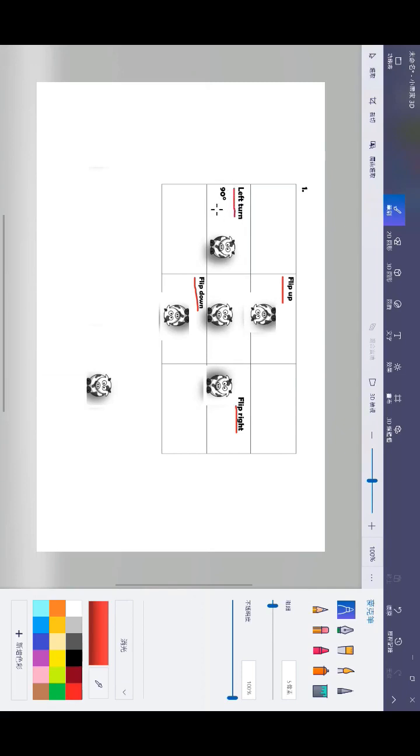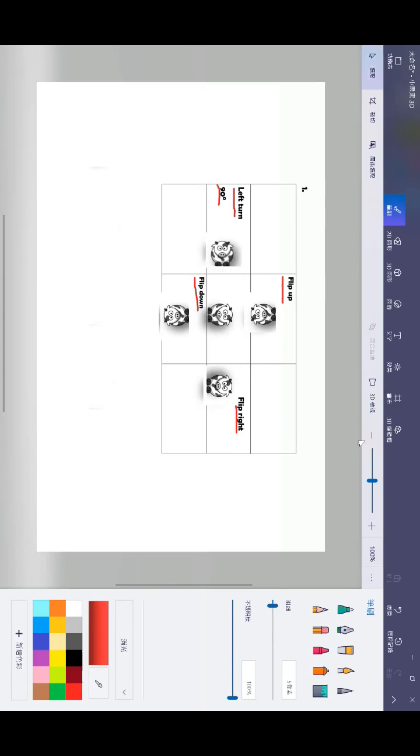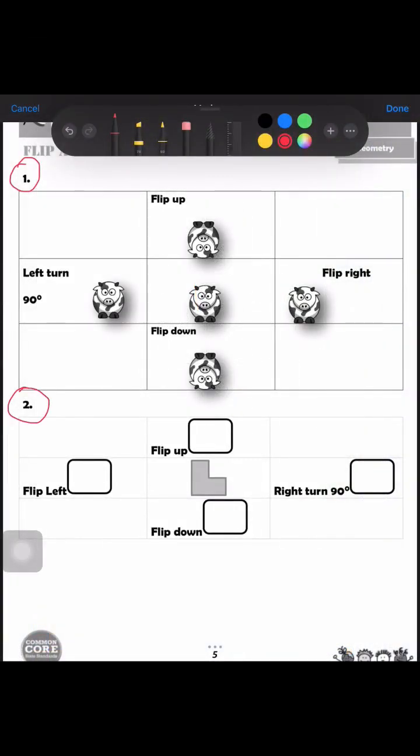So how about if we turn it 90 degrees to the left? What does the picture look like? Okay, let's choose the picture, and then we turn it to the left for 90 degrees. Okay, it becomes like this. The cow is now like sleeping on the ground. So this is the result when we perform different actions on the pictures. Okay, and then we move on to question 2.